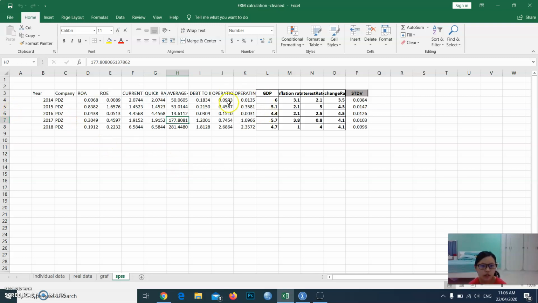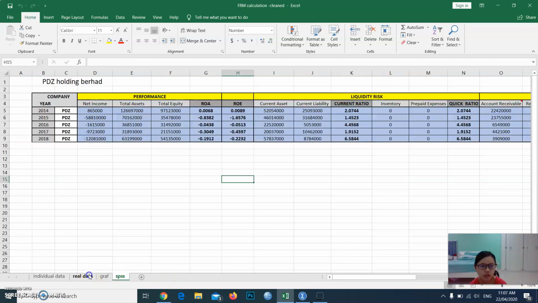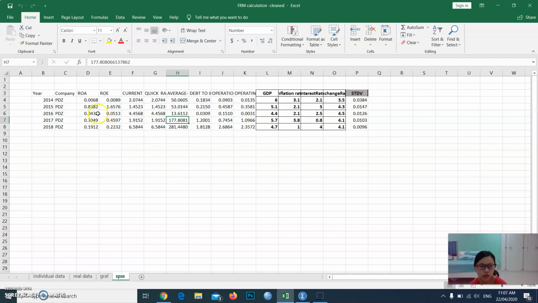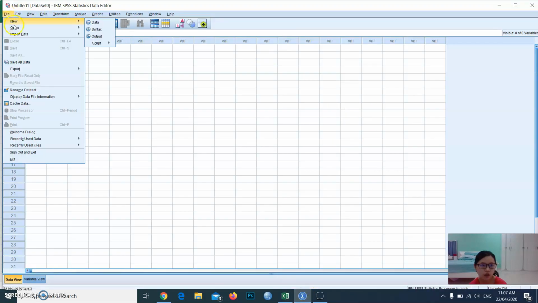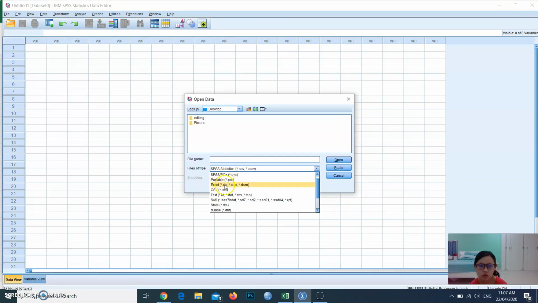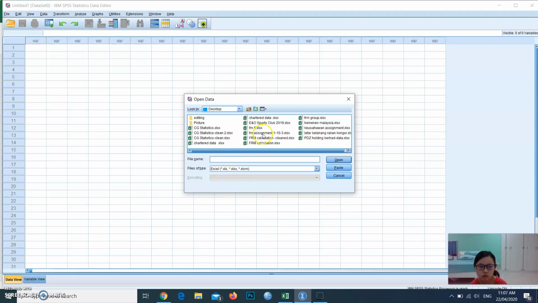This data must be imported into the SPSS system. The original data is here. We already cleaned the negative sign, so it becomes this. So this data is imported into the SPSS system. First, file, open data. My file name is this one.